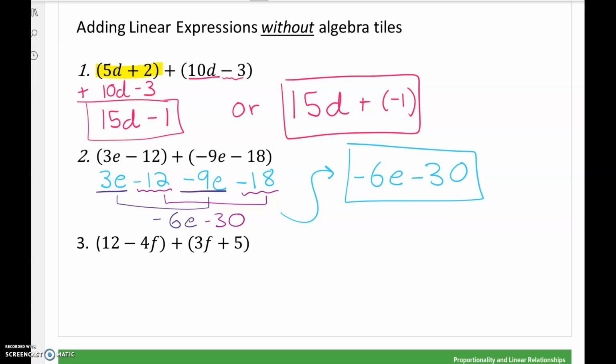Okay, so let's look at this next one. We got 12 minus 4f plus 3f plus 5. So again, really up to you which way you want to set it up. I kind of like the vertical method, but we have to be careful that we're still combining only our like terms. Before, E and E were at the beginning, D and D were at the beginning. But here, notice our F term and F term need to combine. So that means my 3F would need to come right here, and then 5 is the like term with 12. So 5 can go right here.